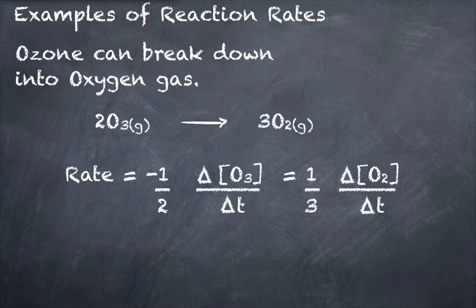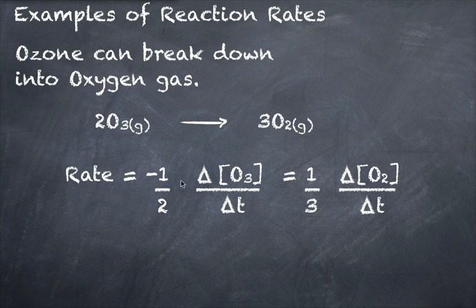So let's take the reaction rate. We're going to see that up here the coefficient of the ozone is 2. So we're going to have the 2 on the bottom of the fraction that's multiplied by the concentration. Now ozone is being broken down. It is a reactant, so it's going to have a negative rate. It's actually becoming less and less, so it's not increasing, it's actually decreasing. So its rate's going to be negative.